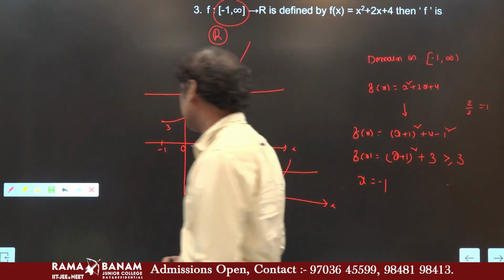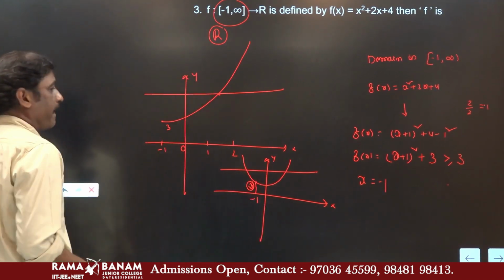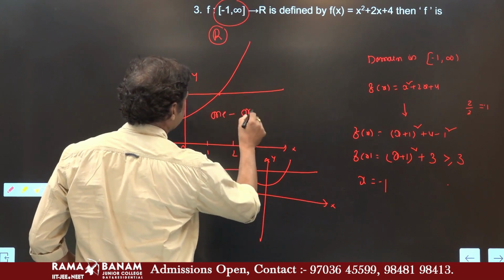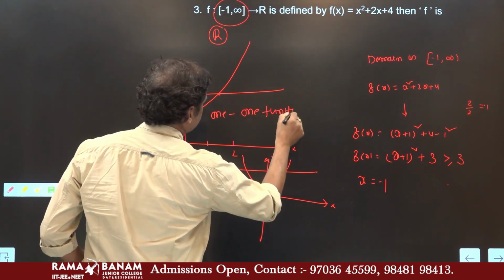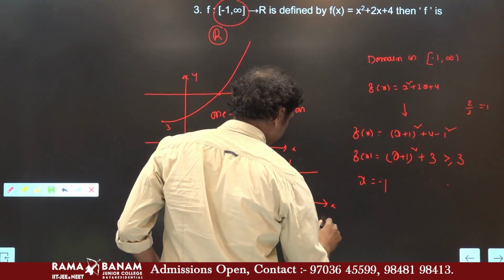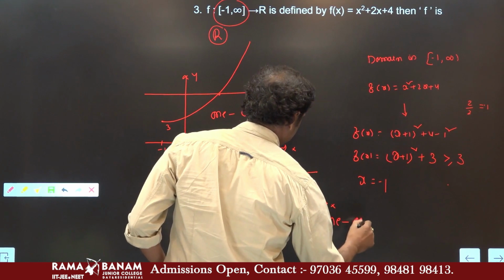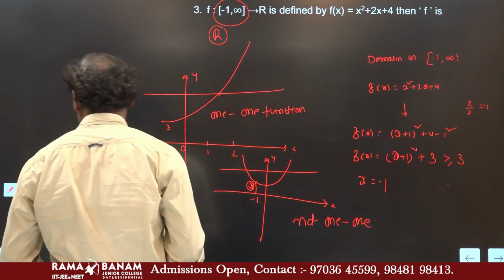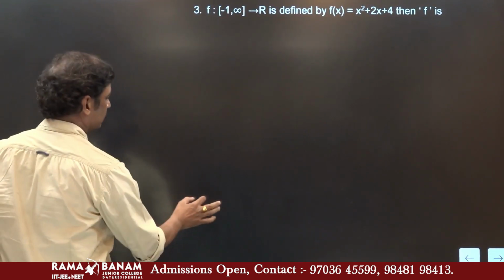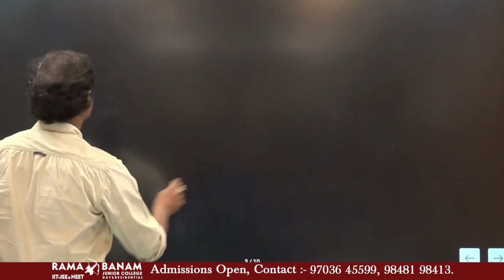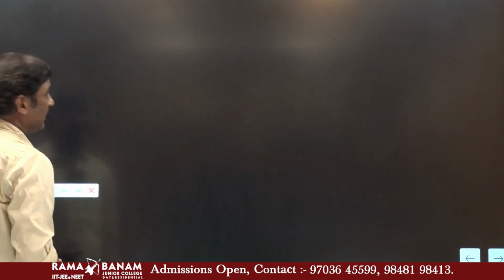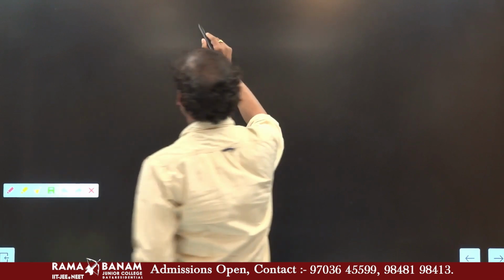So it is not a 1-1 function. Not 1-1. It's many to 1. Next, you go for a second method. This is also very important.